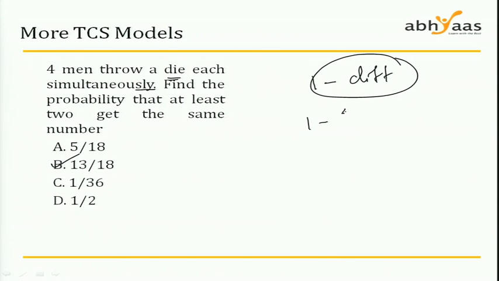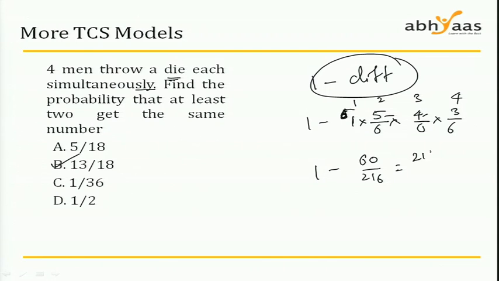So the first one can get, say, 5 by, first one gets one value, the other one should get a different value. So the number of possibilities are 5 by 6 for the second one, right? For the third one, the number of possibilities are 4 by 6. For the fourth one, the number of possibilities are 3 by 6. So just solve this. So 1 minus 5 into 4 is 20, 20 into 3 is 60 by 216, right?